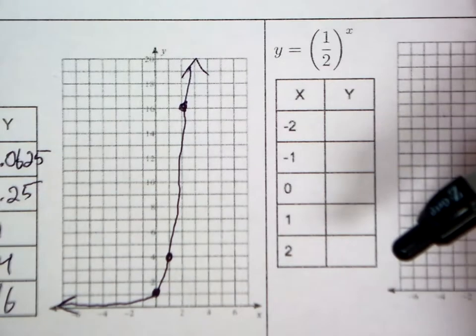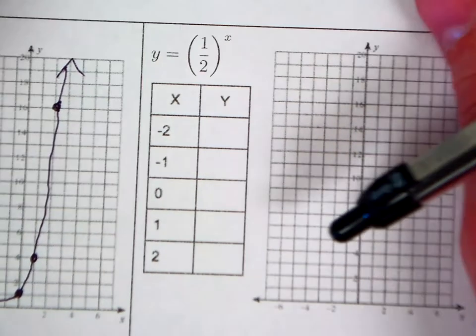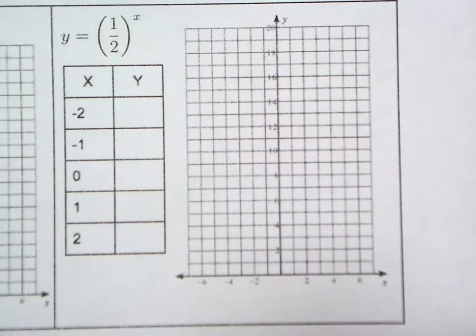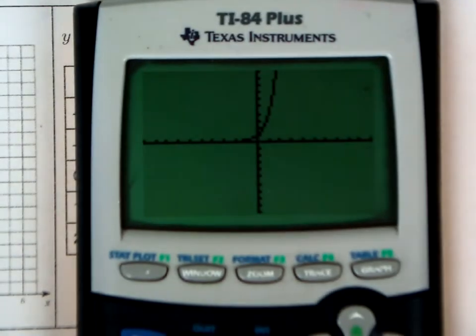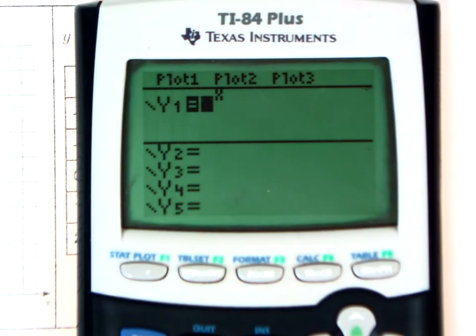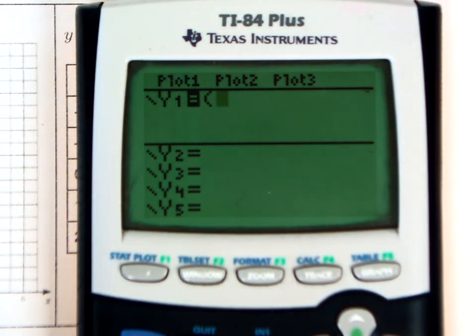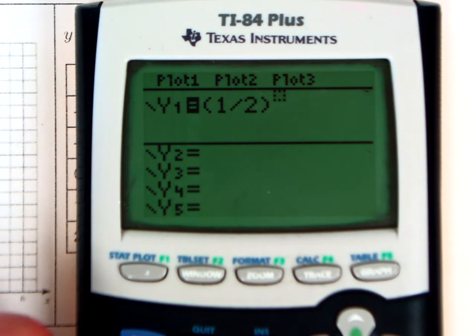Moving on. 1/2 raised to the power of x. Anytime there are fractions, we're going to use parentheses on the calculator. So I'm going to press y equals again. I'm going to press clear to get rid of my previous function. And 1 divided by 2 in parentheses raised to the power of x.